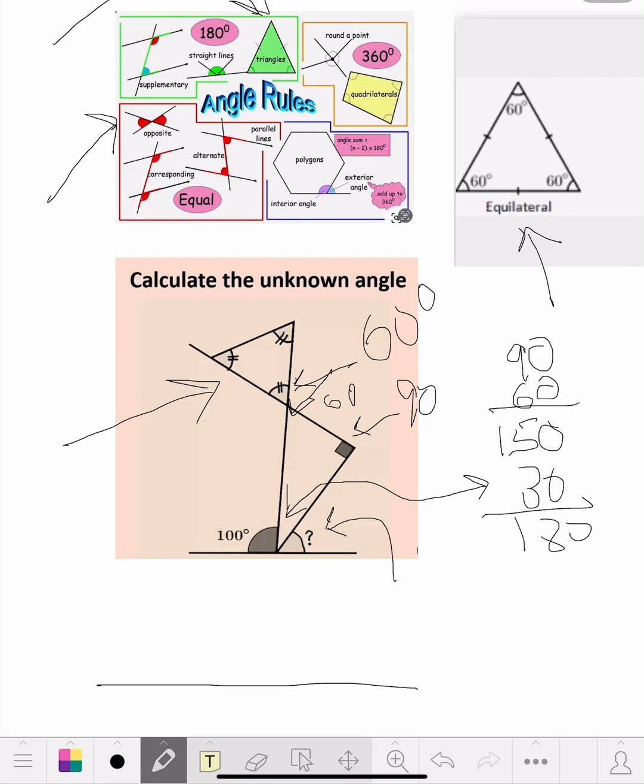Now, so let's see. I'm going to draw this bottom again. They got this straight line. They got this angle here. And this one's 30. This one they told you was 100. And they want to know this one. They got a question mark. Okay? And that's the one we got to solve.